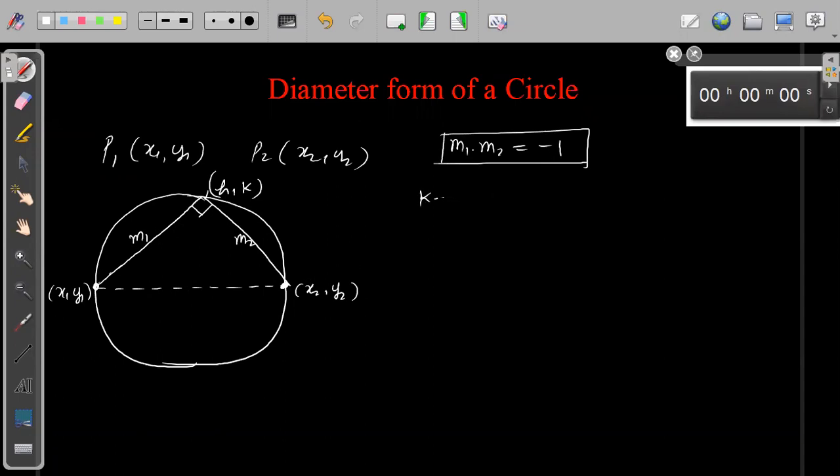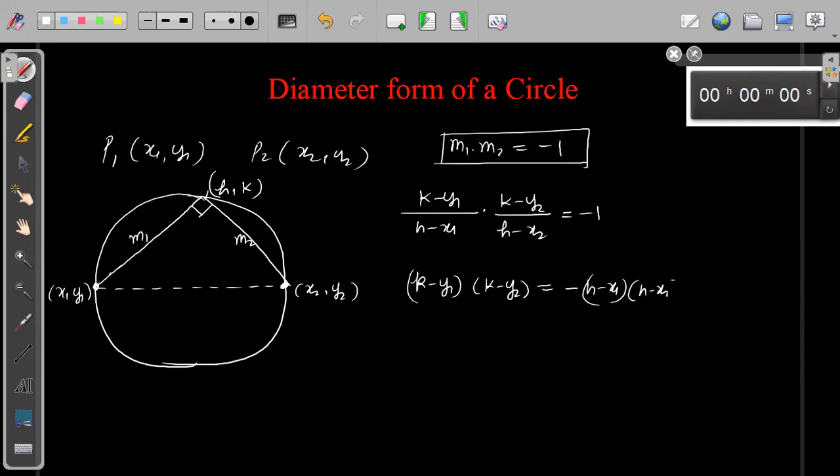I will write (k minus y1) upon (h minus x1) into (k minus y2) upon (h minus x2) equals -1. I will cross multiply. This is (k minus y1) into (k minus y2) equals minus (h minus x1) into (h minus x2). This will go on this side, so (k minus y1)(k minus y2) plus (h minus x1)(h minus x2) equals 0. This is because this is the locus.